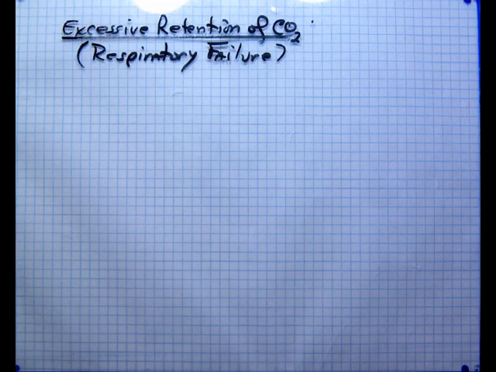Now let's look at excessive retention of CO2, or CO2 building up in the body as a result of respiratory failure. Probably the most extreme example would be heart failure, in which the body does not continue to breathe.